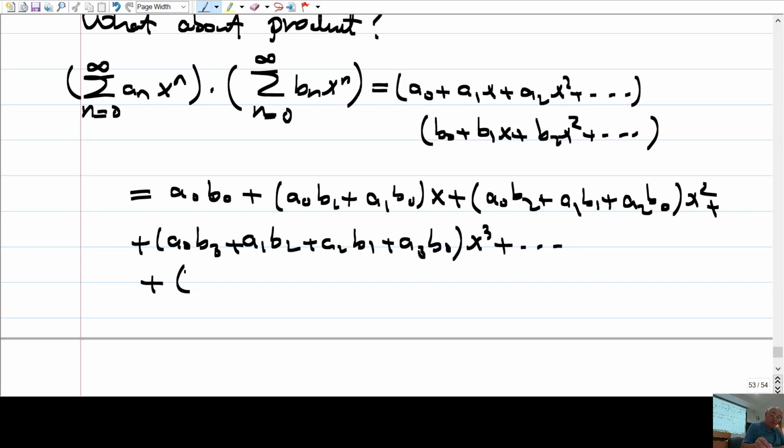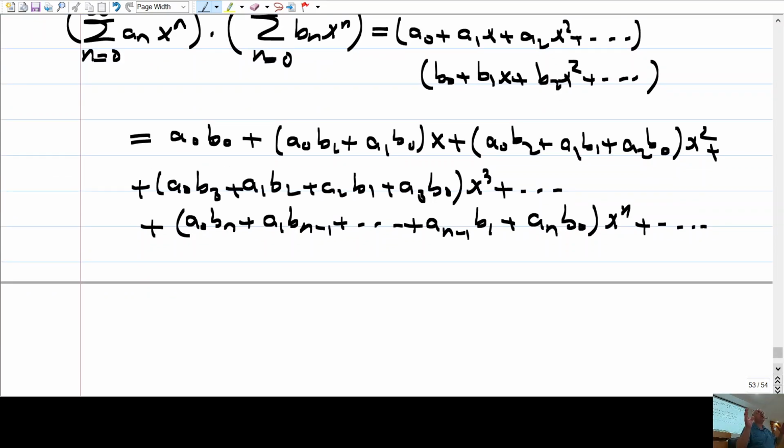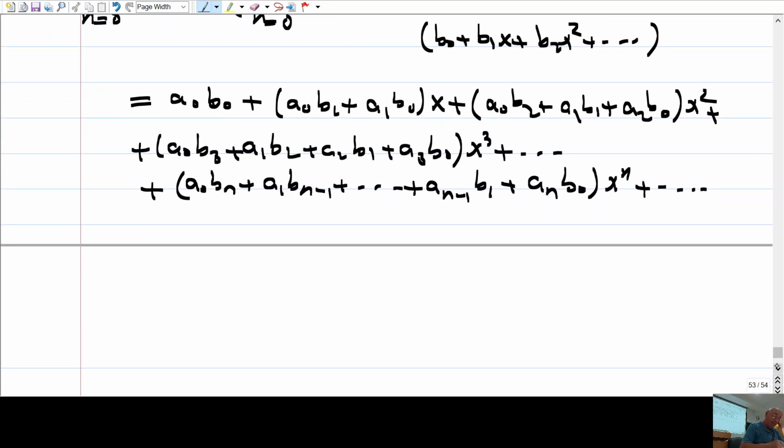And the coefficient for x to the n will be what? a0 bn, a1 b(n-1), and it will go like this, up to a(n-1) b1, and the last term will be an b0, times x to the power n, and so on. Okay? Well, this is just the natural product of these two objects. This is how you would multiply them.